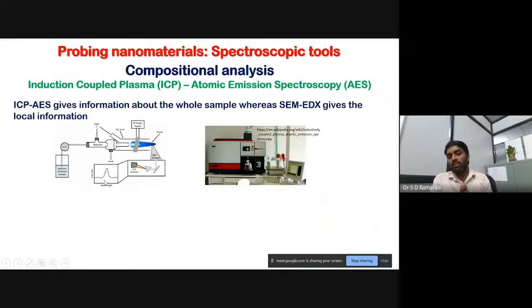That means if you see your ICP data, you will get intensity versus wavelength. The position of this peak gives the information about what atom is present in your sample, and the intensity of this peak gives the information about how much percentage of that particular atom is present in your sample. Okay, so as this wavelength is the characteristic, the fingerprint for a given element.